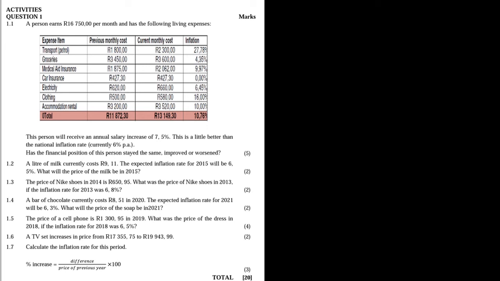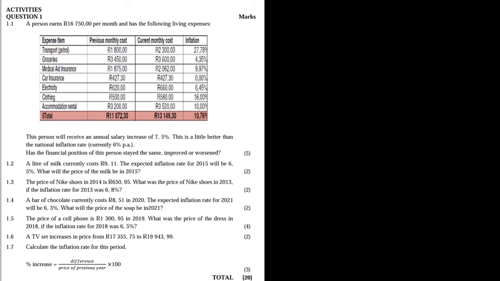So 1.1, we have a person who earns 16,750 per month and has the following living expenses. We present it with a table. Thereafter, we are told that the person will receive an annual increase of 7.5%. This is a little better than the national inflation rate, currently 6% per annum. Determine whether the financial position of the person stayed the same, improved, or worsened.